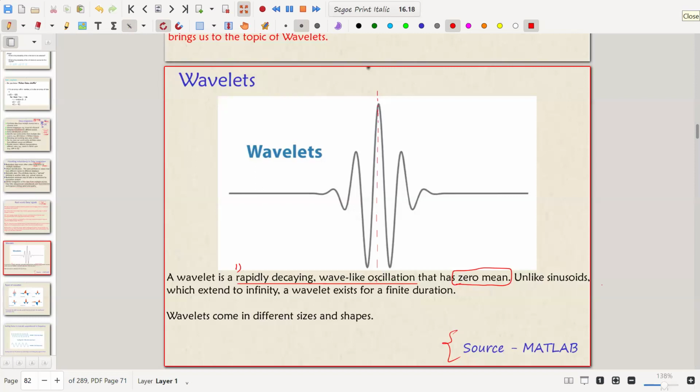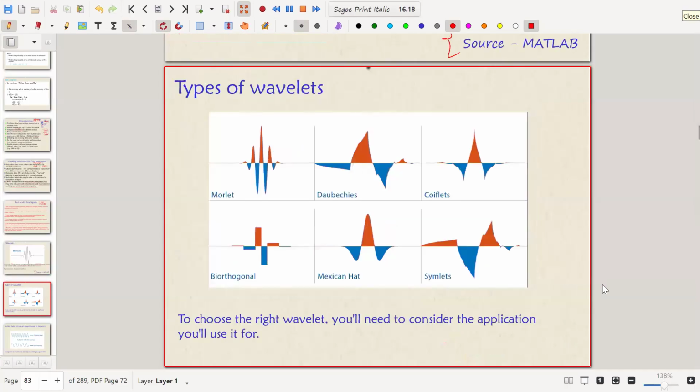There are different types of wavelets which come in different sizes and shapes. Just for your understanding, the Daubechies wavelet is one of the most common examples of wavelets. You can see different graphs of wavelets. A wavelet is not only very nice looking; it can be rough like this also, or something like a square wave signal.